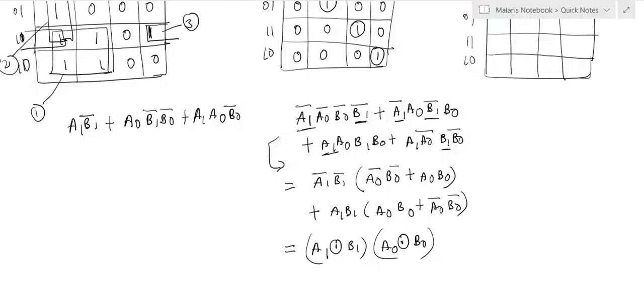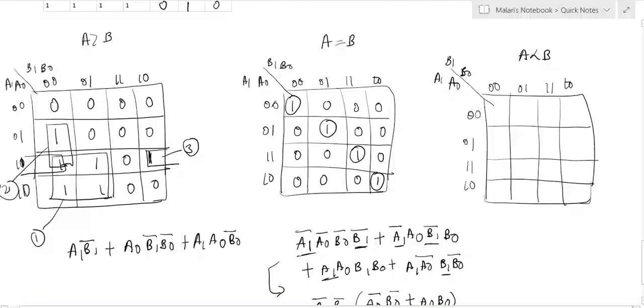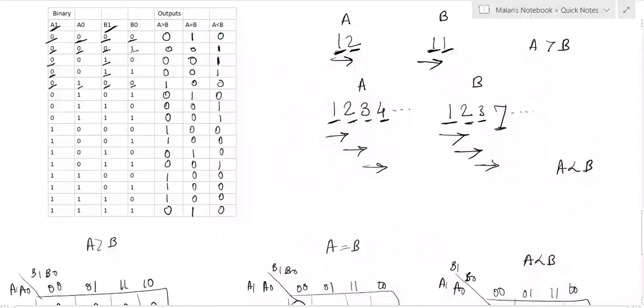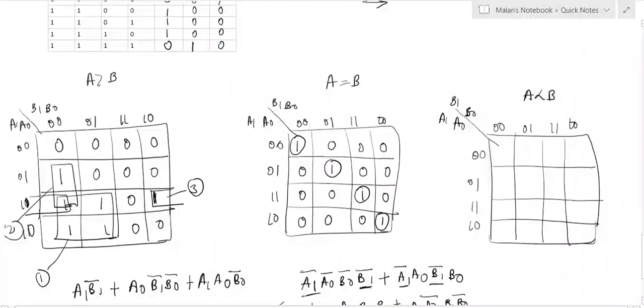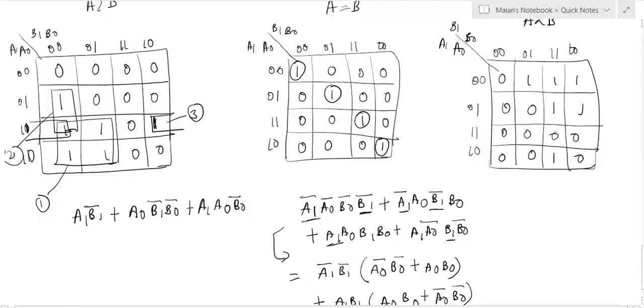Now after finding the expression of A equal to B, we'll identify the expression for A less than B. Now by plotting the A less than B outputs from the truth table on the K-map, the K-map will look like this: 0, 1, 1, 1, then 0, 0, 1, 1, then 0, 0, 0, 1, then 0, 0, 0, 0. Now we'll identify the expression.